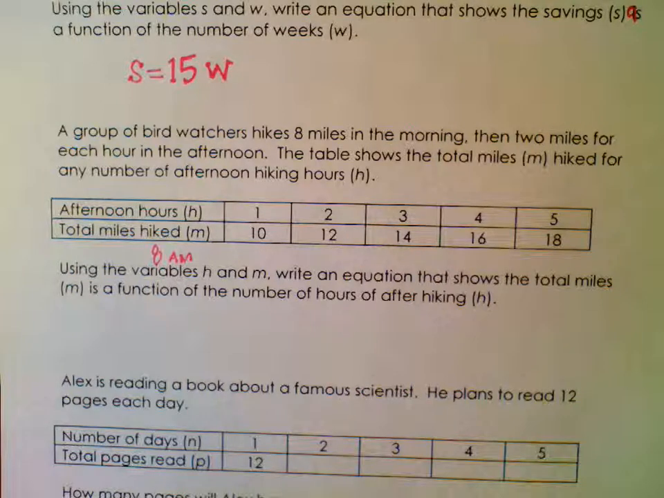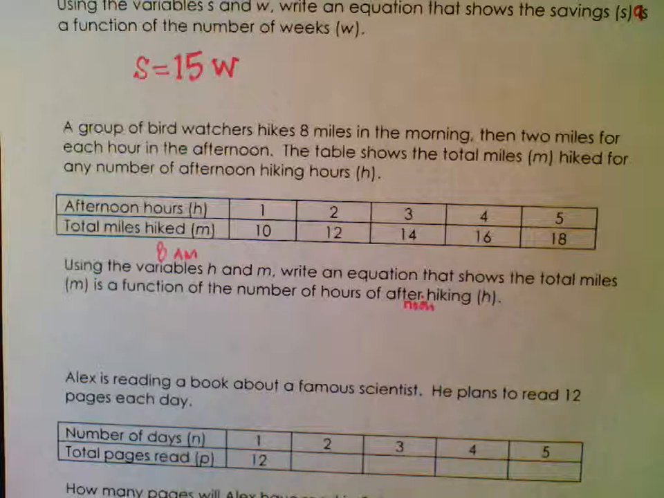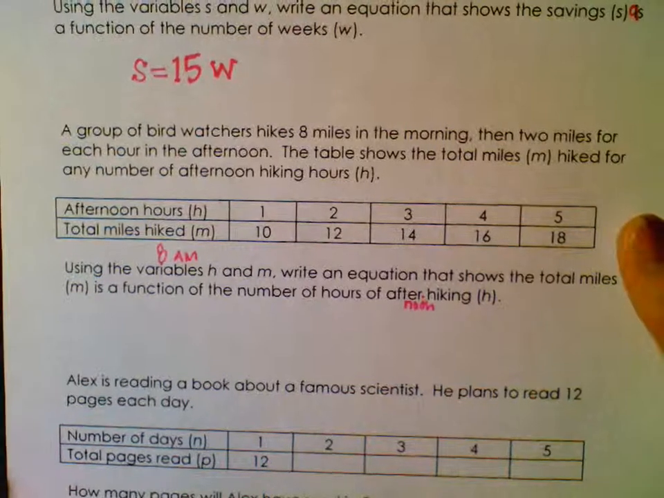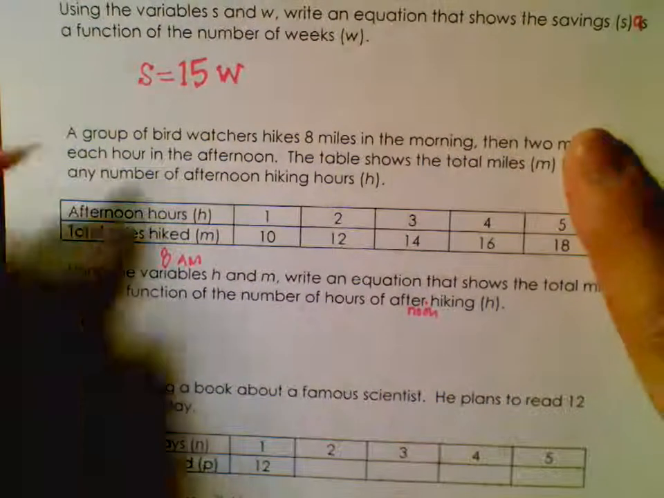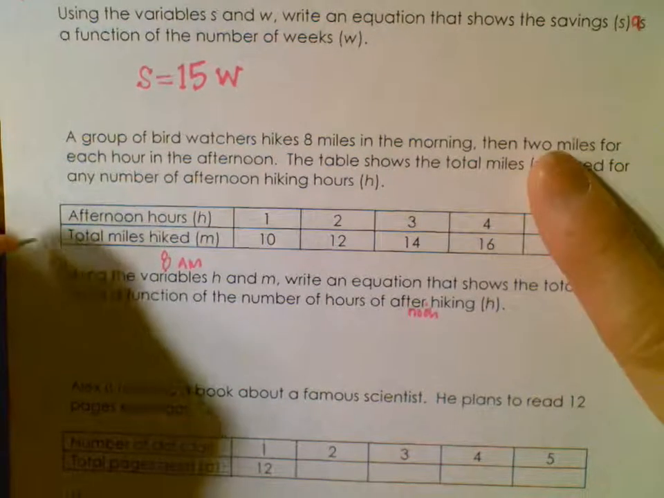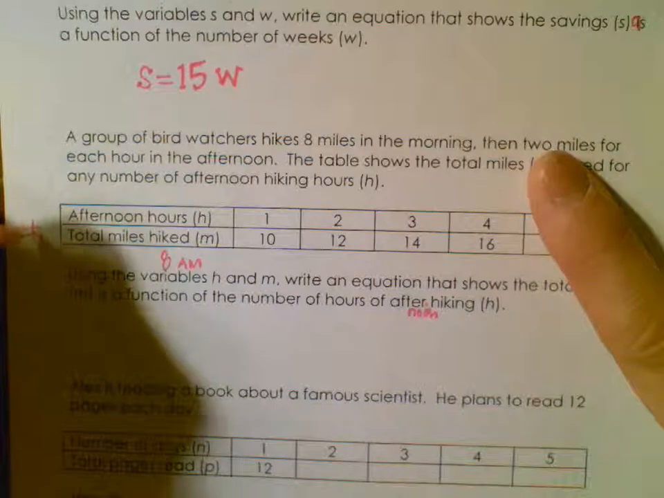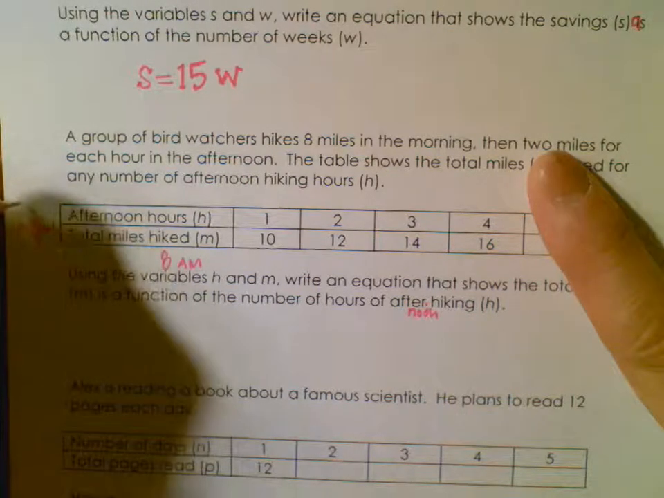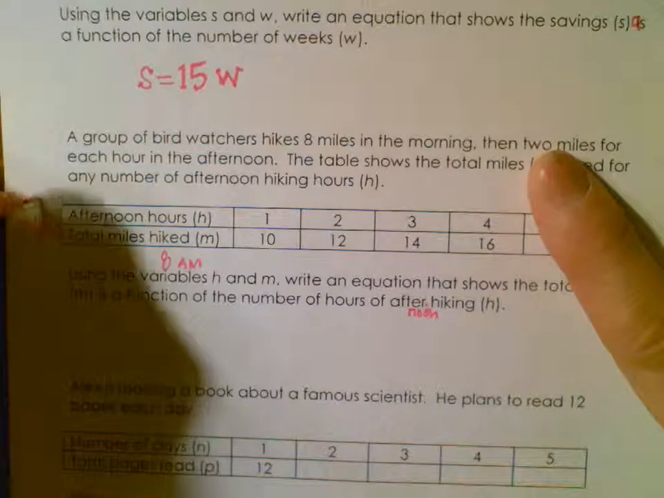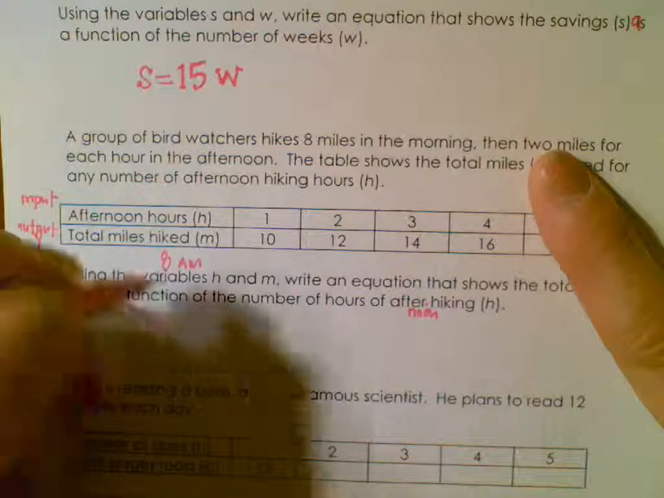All right, so using the variables H and M, write an equation that shows the total miles, M, as a function of the number of hours of afternoon hiking. I apologize, my typing isn't so great here. So we know that H and M. M is your total, so M is going to be our Y, or our output. Afternoon hours is going to be our input. So we know it's going to be set equal to M.